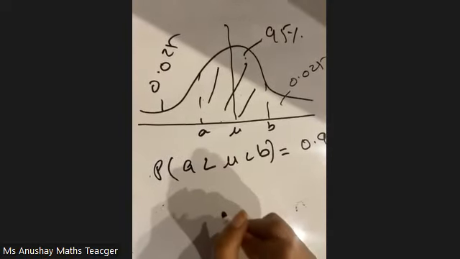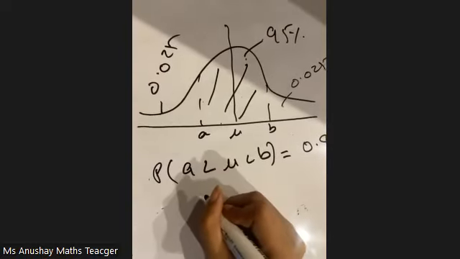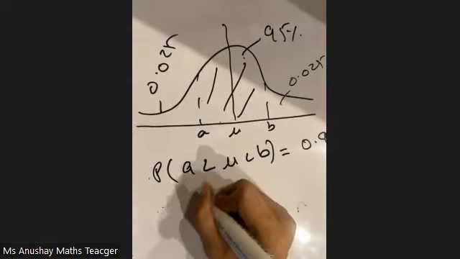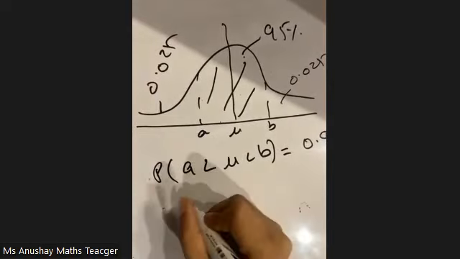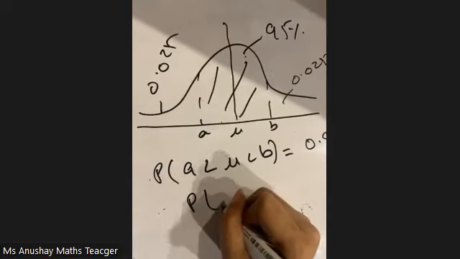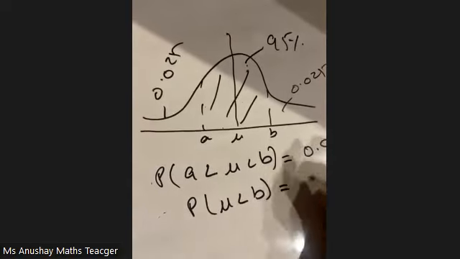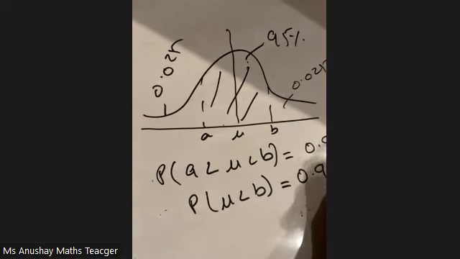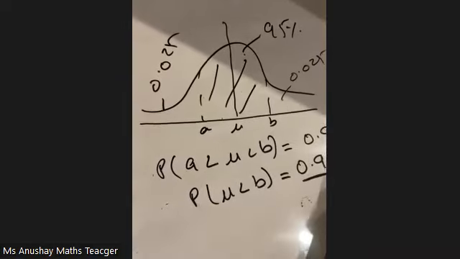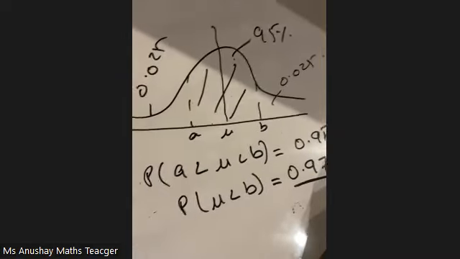This is backward. So you do the probability that mu is less than B is equal to 0.975. Then you look for 0.975 in the table. Yes, do that. Tell me.